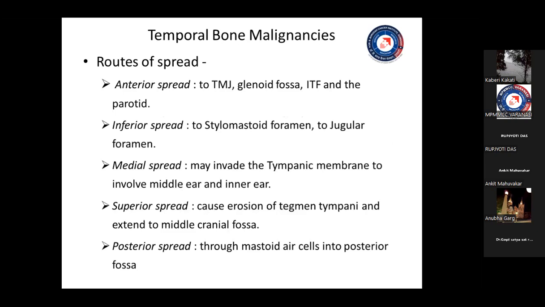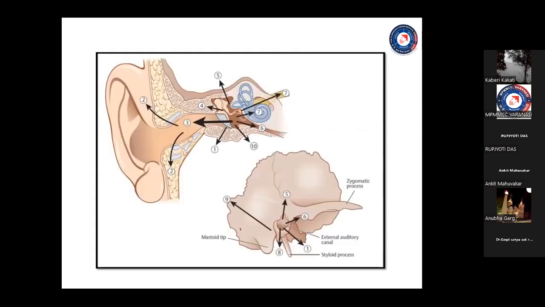It can spread via various routes to the surrounding structures. It can spread anteriorly to the temporomandibular joint, the glenoid fossa, the ITF, the parotid, and can give rise to a preauricular swelling. It can spread inferiorly to the stylomastoid foramen, giving rise to facial nerve palsies, and to the jugular foramen, giving rise to lower cranial nerve palsies. Medially, it can invade the tympanic membrane, the middle ear, the inner ear. Superiorly, it can cause erosion of the tegmen tympani and go to the intracranial site. And posteriorly, through the mastoid cells, it can invade the posterior fossa. So these are the various routes by which the tumor can spread.